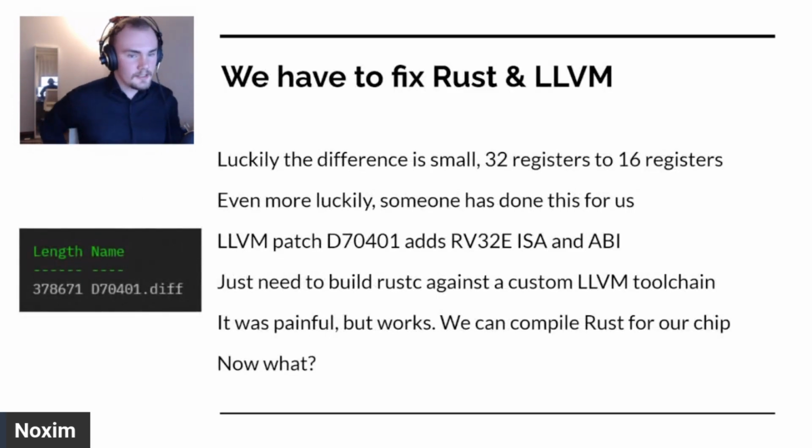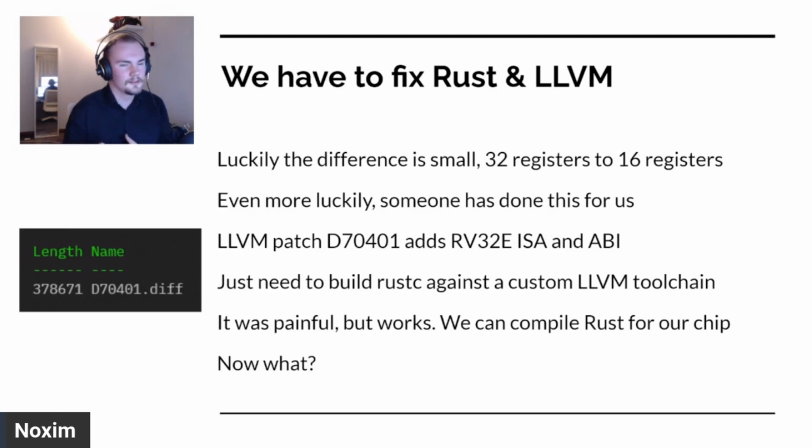Okay, Rust doesn't support the E extension because it's not official. It's not ratified yet. It's not a big change. It's only just reducing the number of registers, and with that, tweaking the ABI so it works. Luckily, someone has already done this for us.